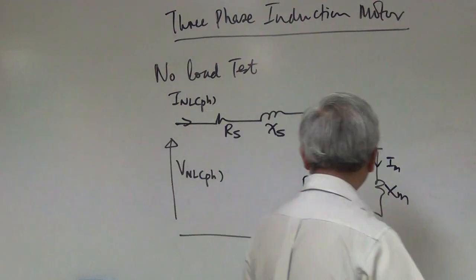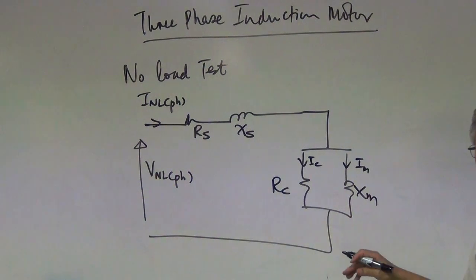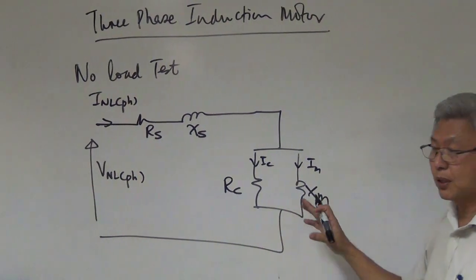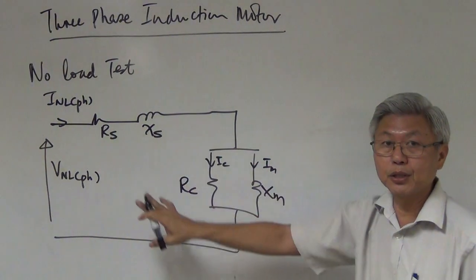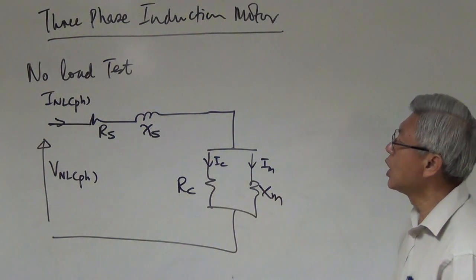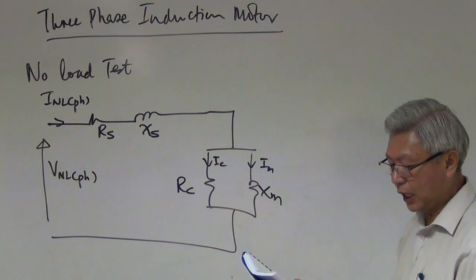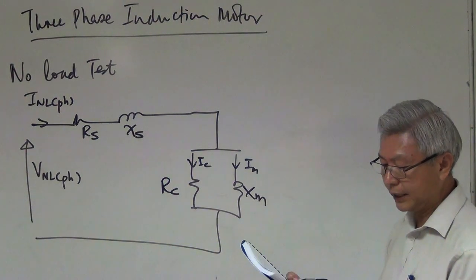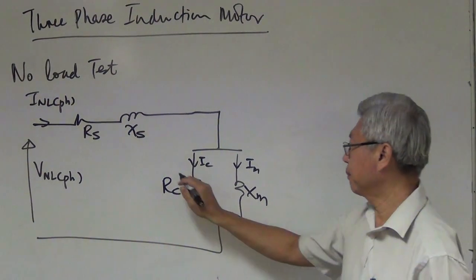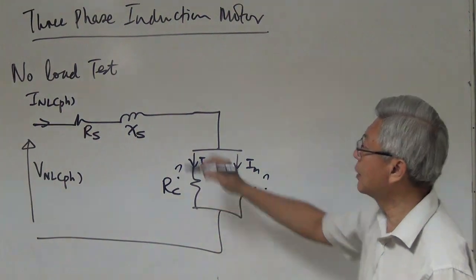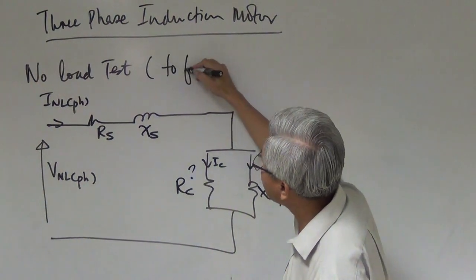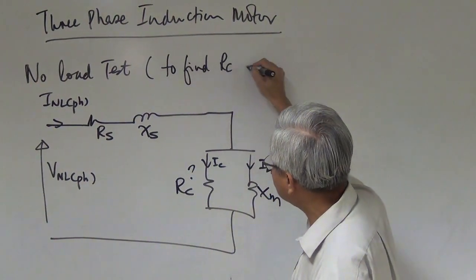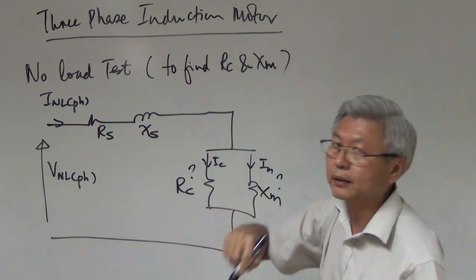Right? Now remember, we model our induction motor like a transformer with a primary circuit and secondary circuit. So this is the primary circuit. So the purpose of the no-load test is actually to find the RC and XM. The whole purpose is to find the RC and XM of the stator.